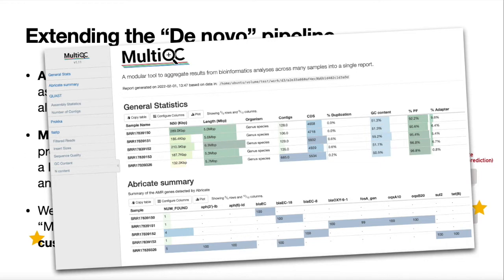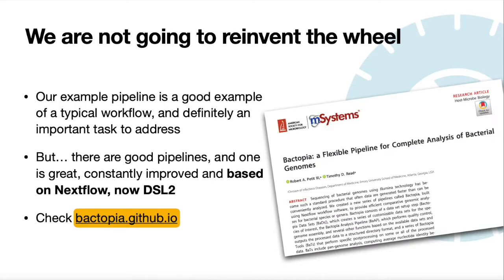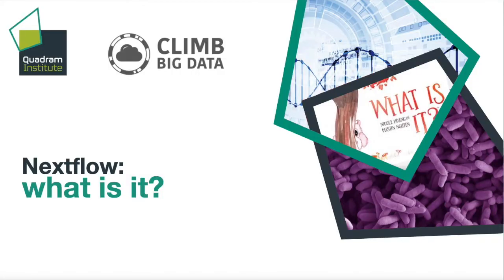So there are already great pipelines for the de novo assembly of bacterial genomes, and one in particular, Bactopia, bundles really a lot of tools, and coincidentally is also based on Nextflow, and the new version is based on DSL2. There is great documentation that I recommend you have a look at to see what you can do. So what is Nextflow?